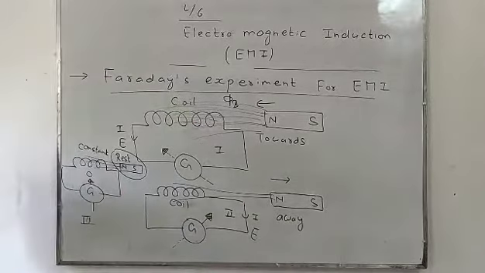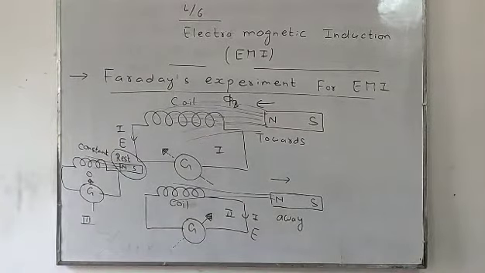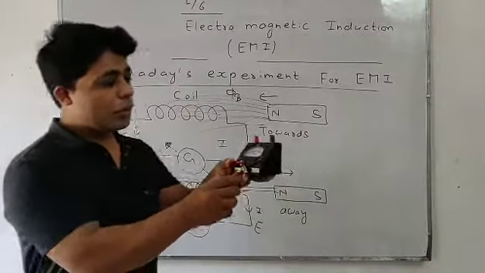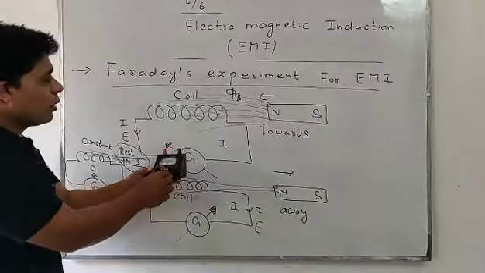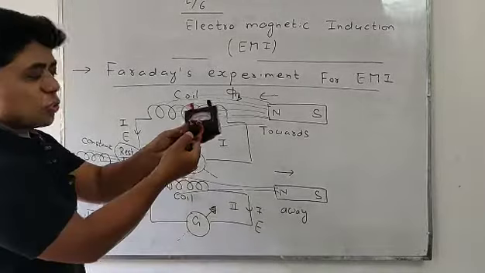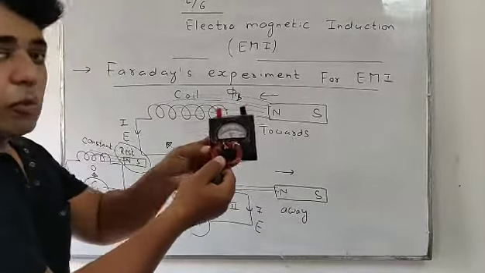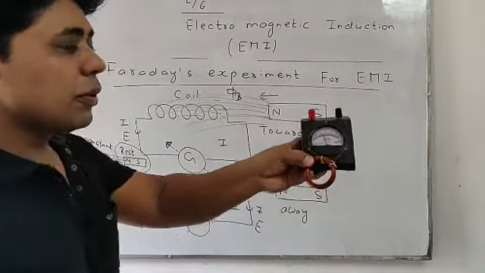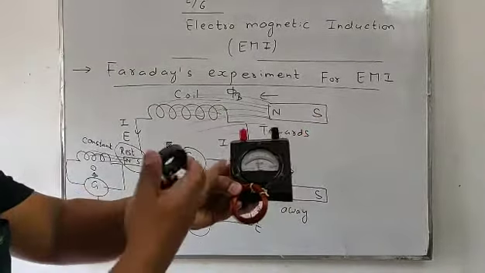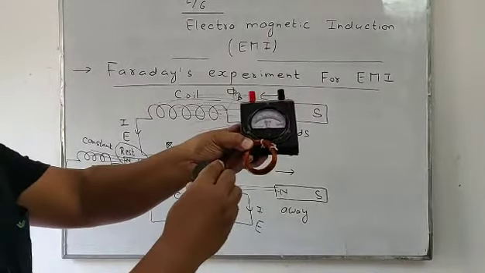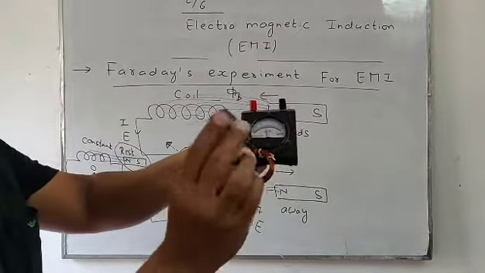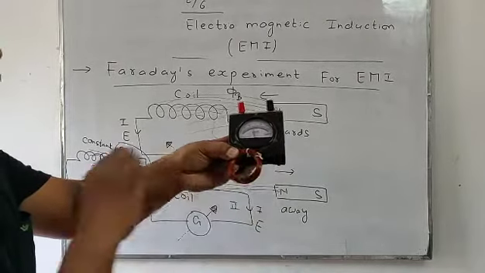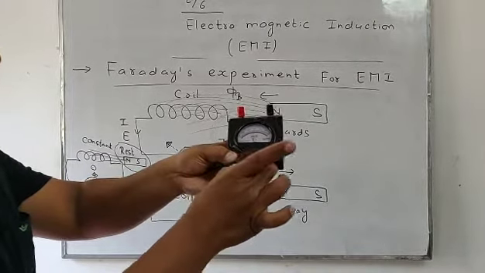Now students, let's start. Look, students, this is a galvanometer, and this is the coil. I connected a galvanometer with the help of a coil. And look, the galvanometer does not show any deflection. Look, when we bring a magnet close to the coil, it's showing deflection.